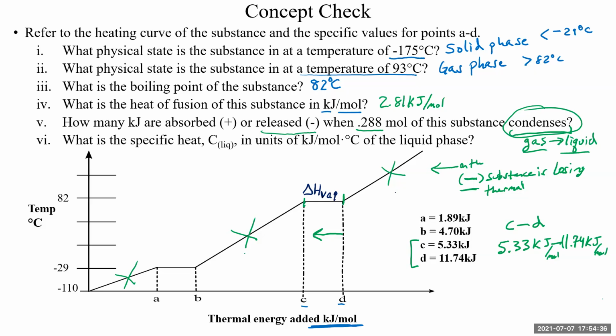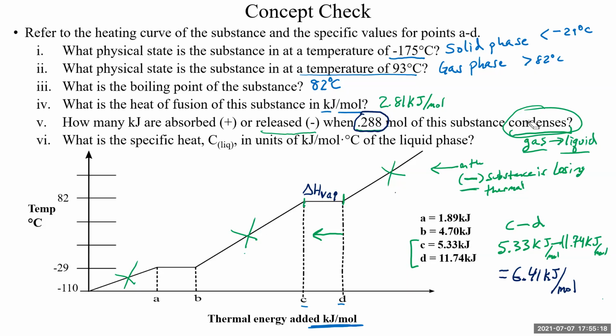11.74 minus 5.33 gives me 6.41 kilojoules per mole. But that's not our answer, because that's 6.41 kilojoules per how many moles? Well, obviously it's per mole, which means it's per 1 mole. Do we have 1 mole? No. The question tells us that we have a little bit over 1/4 of a mole, or 0.288 moles. So we don't have 1 mole. We're going to expect that this is going to take less energy than 6.41 kilojoules, because we have less than a mole.